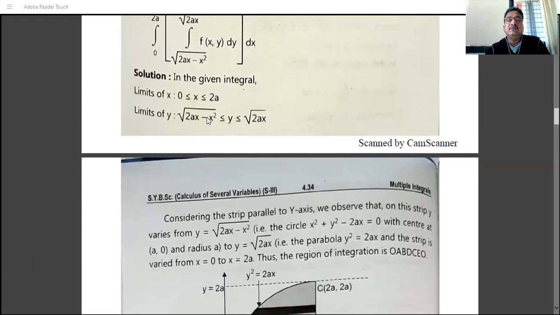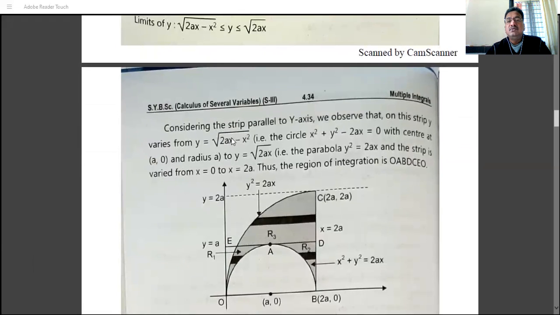So y is root of 2ax minus x square. Squaring both sides, we have the equation x square plus y square minus 2ax is equal to 0. And this is the equation of a circle. How can we find the center of this circle? The equation of a circle in general form is x square plus y square plus 2gx plus 2fy plus c is equal to 0. What is 2g? 2g is minus 2a, means g is minus a, and f is 0, c is 0.